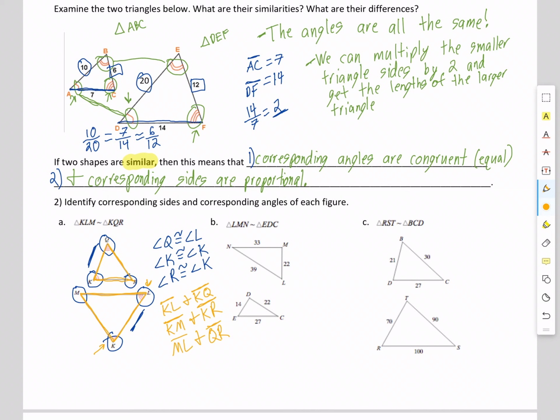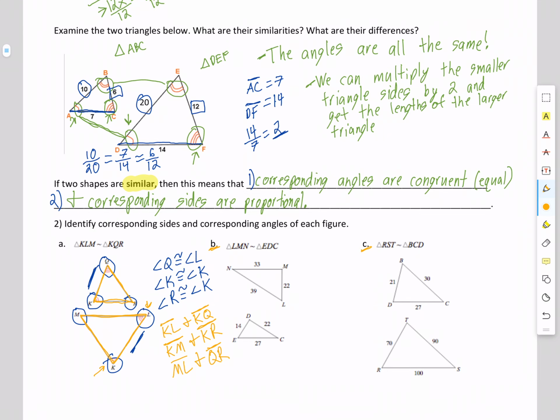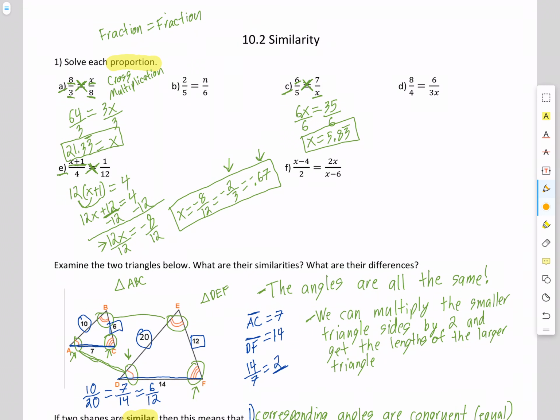Alright, so go ahead, give these ones a try, B, C. And then if you haven't already tried these ones up here, try B, D, and F.